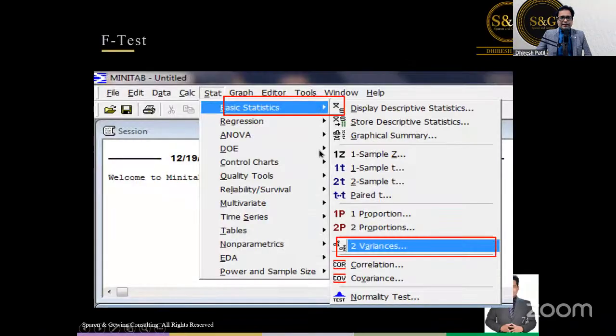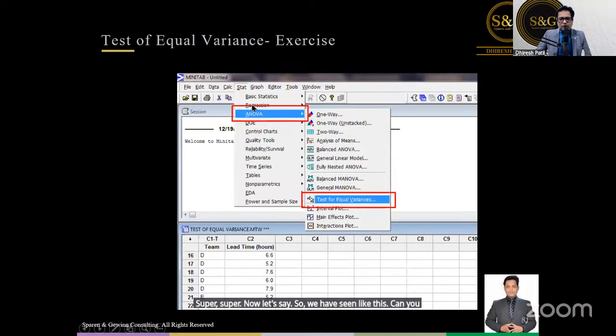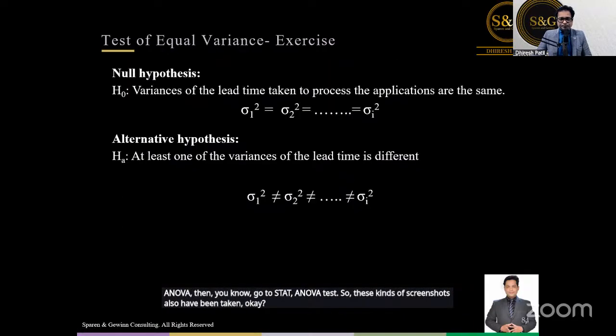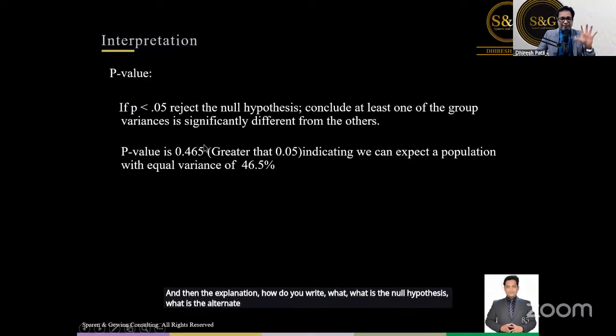Super. Now, see, can you see here? ANOVA, then go to Stat, ANOVA test. So these kinds of screenshots have also been taken. And then the explanation: how do you write the null hypothesis, what is the alternate hypothesis, it is basically given. How to interpret the p-value, everything is written.